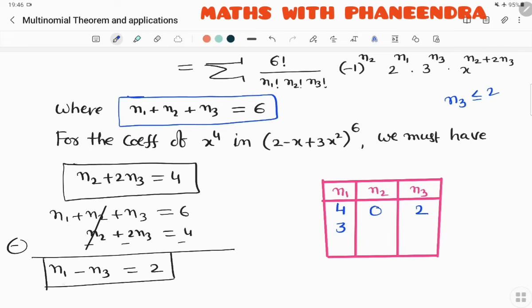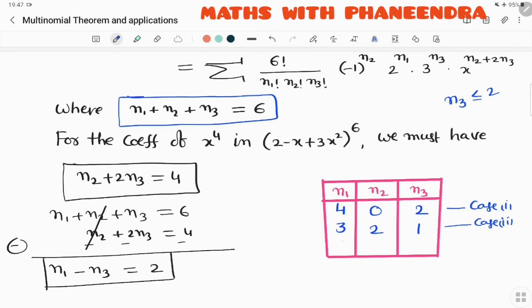So if n1 is 3, 3 minus 2 is equal to 1, so the n3 value will become 1. Obviously, to satisfy n1 plus n2 plus n3, what is n2? n1 is 3, n3 is 1, 3 plus 1 is 4, taking it to this side, n2 value is 2 obviously. So this is another possibility. This is case 1, this is case 2. Case 3 also will come.